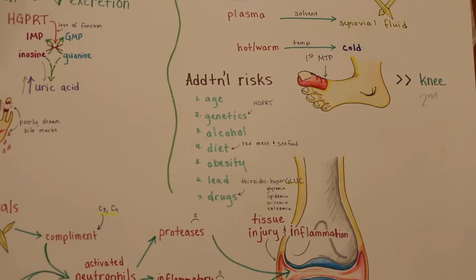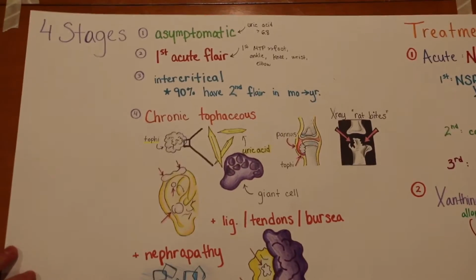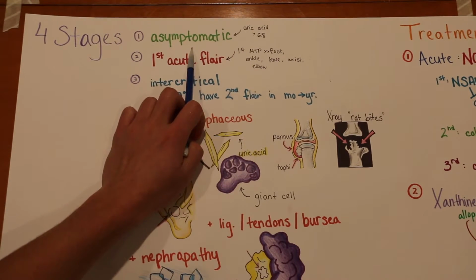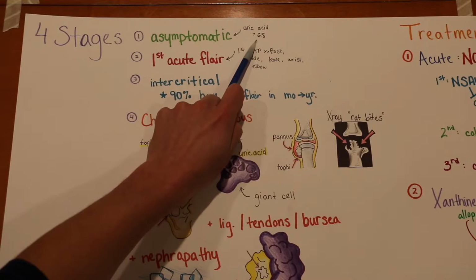Gout has 4 stages. The first stage is asymptomatic hyperuricemia. This is exactly how it sounds. There are no symptoms, and they have those uric acid levels over 6.8.